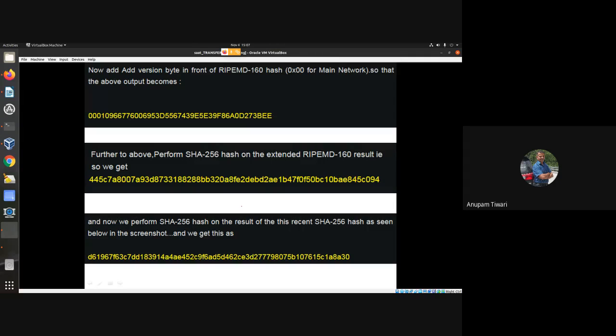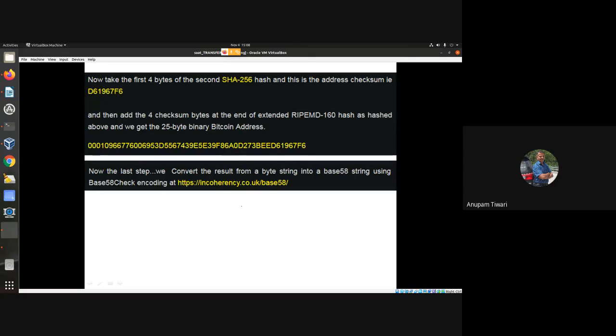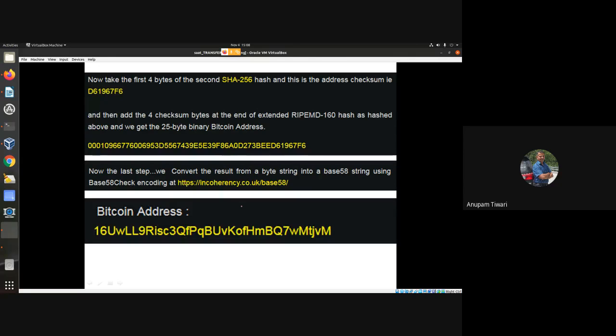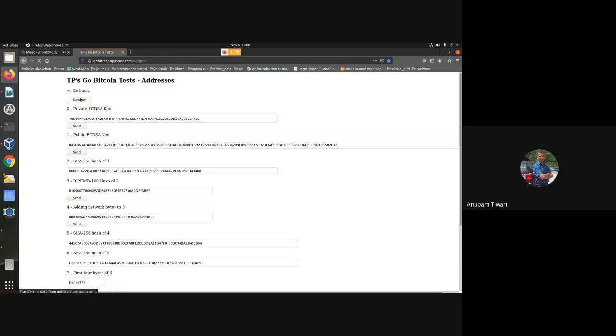Ultimately, after doing a set of calculations, we find at the end a Bitcoin address, 16UWLL. So after going through all these steps, one single Bitcoin address is derived. Now, this complete thing I've shown you on a slide method, but here there is a way.